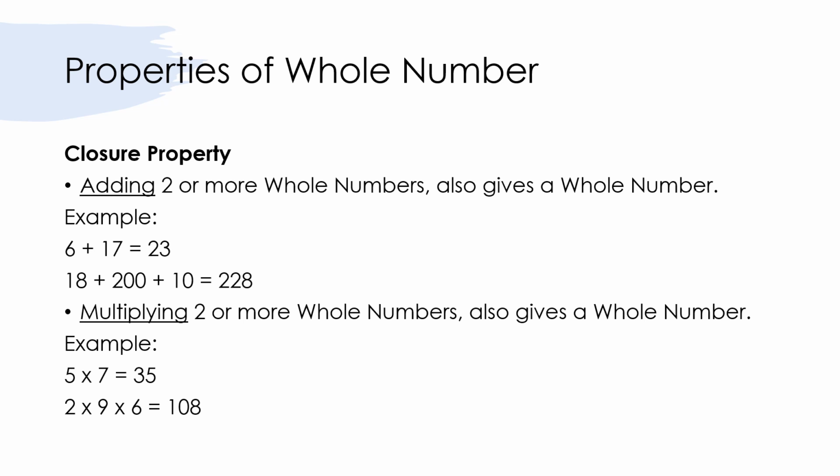Similarly, for multiplication, when we multiply two or more whole numbers, the answer is also a whole number. So here are some examples. 5 multiplied by 7 is 35. 5, 7 and 35 are all whole numbers. Similarly, 2 multiplied by 9 multiplied by 6 is 108. All the four numbers here are whole numbers. So that is what the closure property means. The closure property of addition and multiplication means that when we add or multiply two or more whole numbers, the answer is also a whole number.